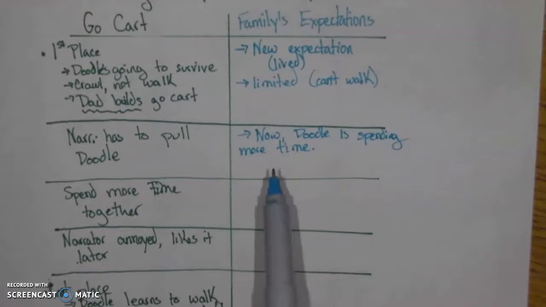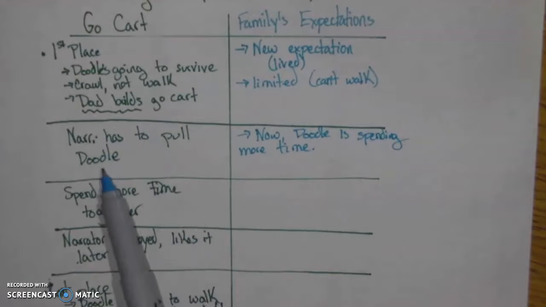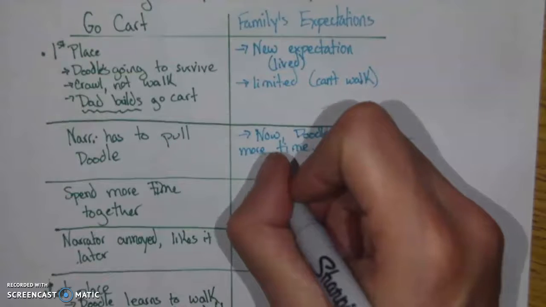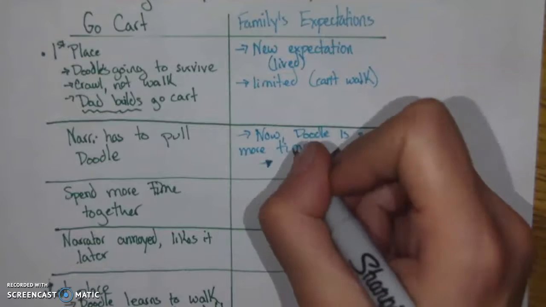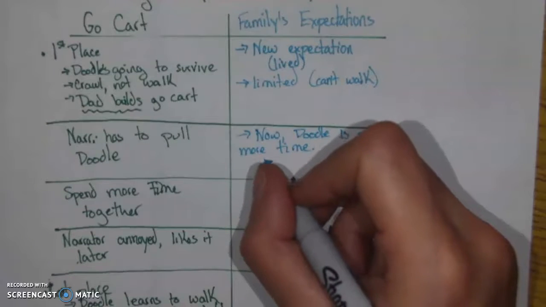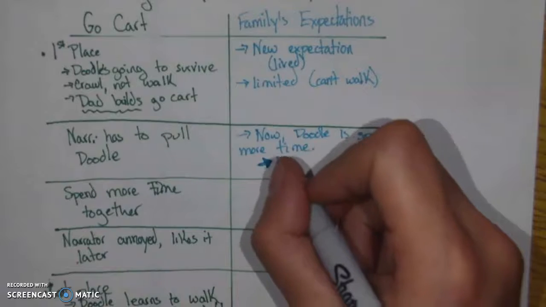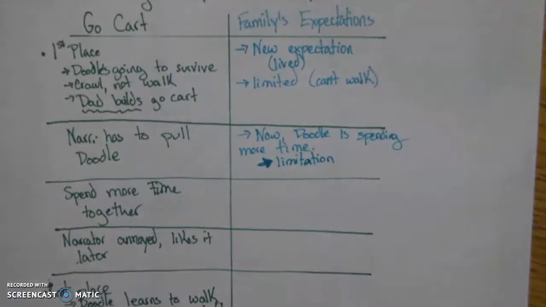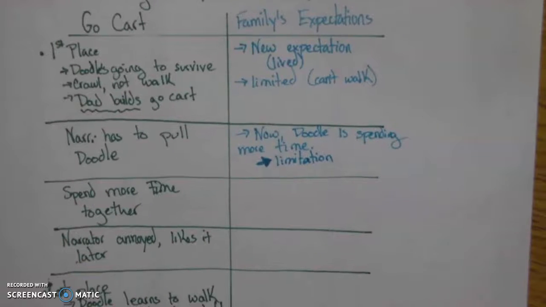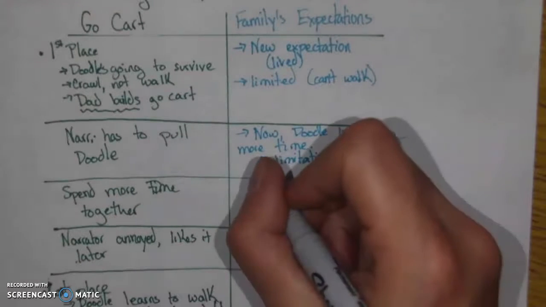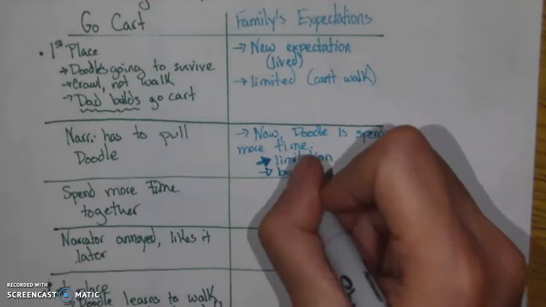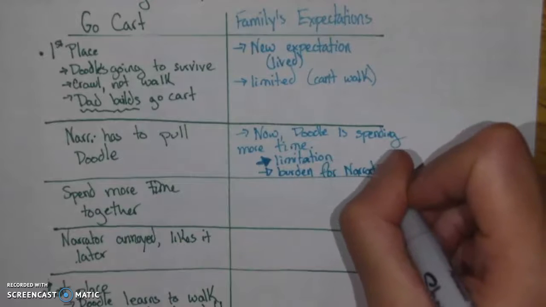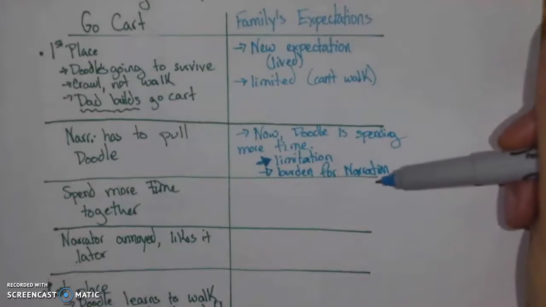But not only is Doodle spending more time with them, but the narrator is pulling Doodle. And that means that this is a sort of expectation that is not going to be without its limitations. And we kind of already talked about that, but there's a limitation here. And it's also something that is seen as a burden for the narrator. He has to pull him, right? This new expectation comes with a sense of burden.